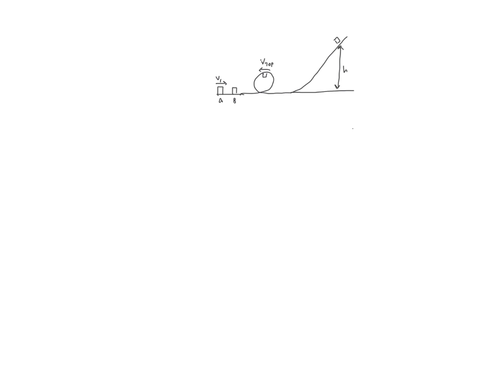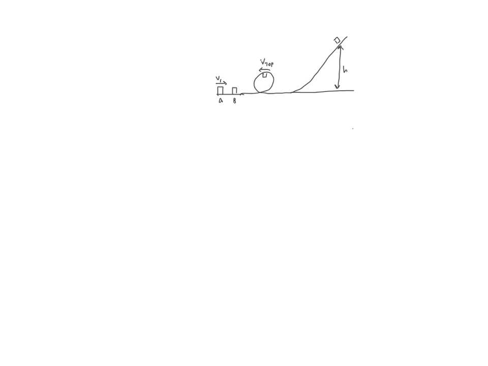So we're going to assume the collision between blocks A and B is perfectly elastic. Remember, that's just the same as saying it's elastic. That means kinetic energy is conserved. And for these questions, we want to express the answers in terms of V1 and R and any physical constants.